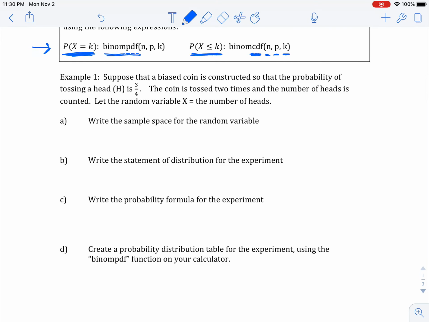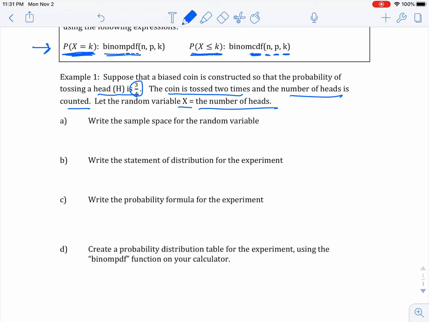So this says, suppose that a biased coin is constructed so that the probability of tossing a head is 3/4. So in other words, it's weighted in some way. A normal coin, when you flip it, you have equal probability of getting a head or a tail, but this is weighted in some way so that the head comes up more often. So this says the coin's going to be tossed 2 times, and the number of heads is going to be counted. And we're going to let the random variable x be the number of heads.